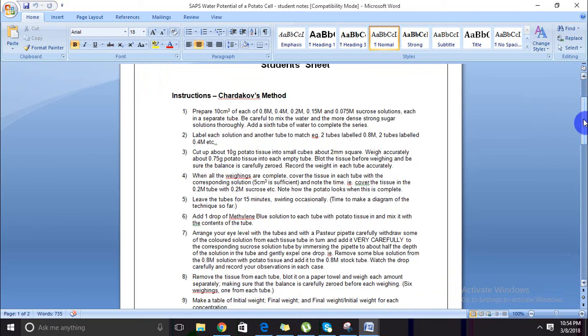And then you add 1 drop of methylene blue solution to each tube with potato tissue in, and mix it with the contents of the tube. And you need to arrange your eye levels with the tubes, and the pipette carefully withdraw some of the colored solution from each tissue tube in turn and add it very carefully to the corresponding sucrose solution tube by immersing the pipette to about half the depth of the solution and gently expelling one drop.